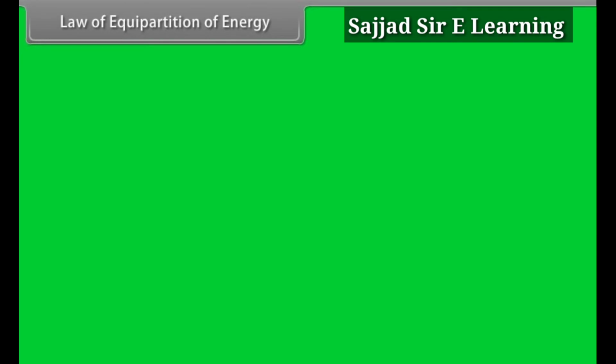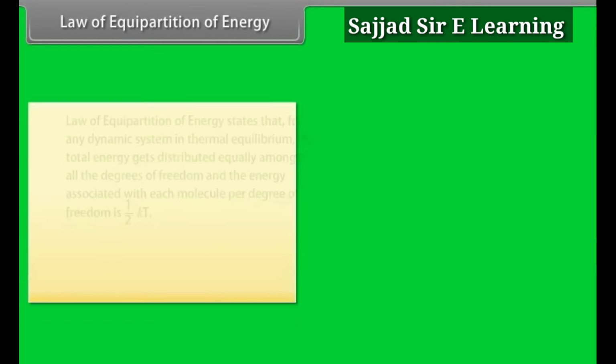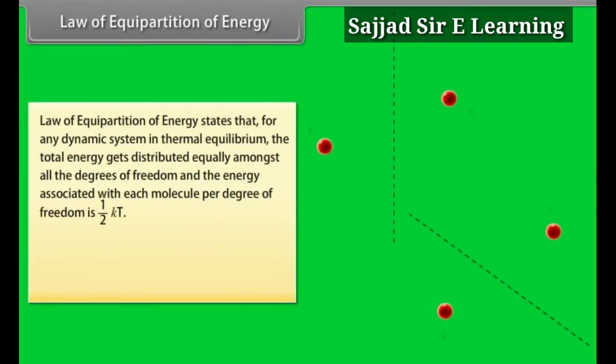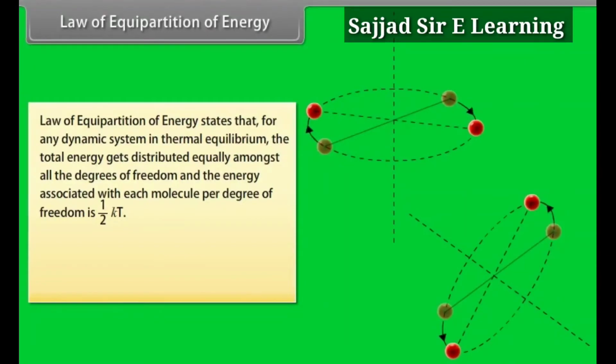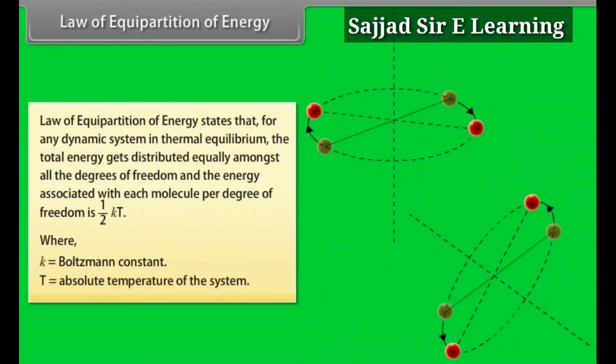Law of equipartition of energy. Law of equipartition of energy states that for any dynamic system in thermal equilibrium, the total energy gets distributed equally amongst all the degrees of freedom, and the energy associated with each molecule per degree of freedom is 1/2 kT, where k = Boltzmann's constant, T = absolute temperature of the system.